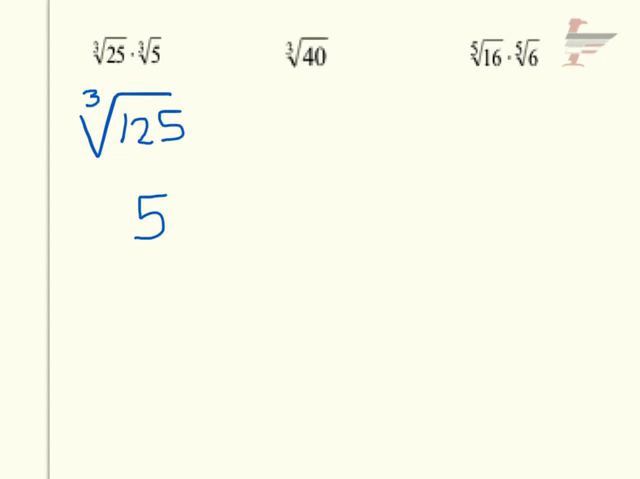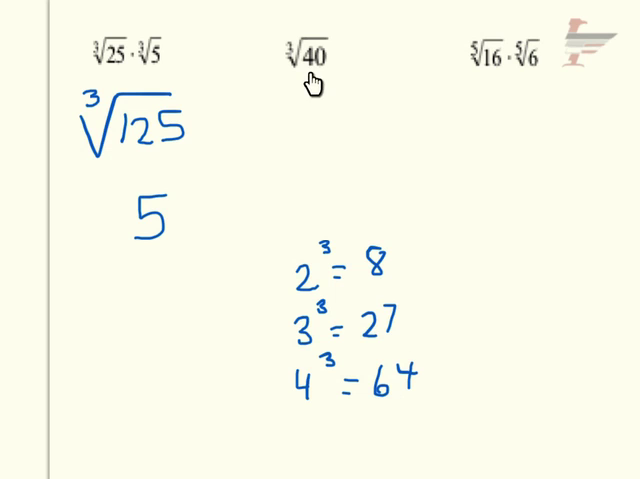Third root of 40. Well, there are no perfect thirds in 40, so if I think about all my perfect thirds, 2 to the third is 8, 3 to the third is 27, 4 to the third is 64, and I'll stop. And then I look, are any of these perfect thirds multiples of 40? And obviously 40 is 8 times 5, so I'm going to rewrite this as the third root of 8 times 5.